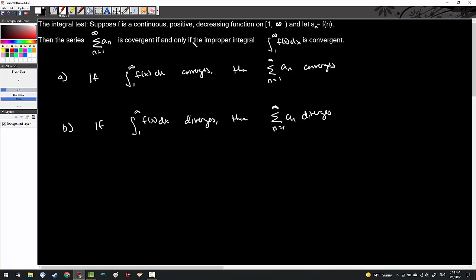So let's go and take a look at a couple of examples of this, that way we can solidify this idea here. So what I'm going to do is start with example 1 here, and it's going to be the sum from n equals 1 to infinity of 1 over n squared plus 1. So I'm going to say on the side, let f of x equal 1 over x squared plus 1.